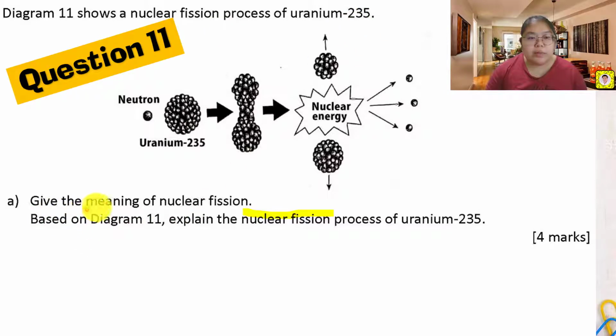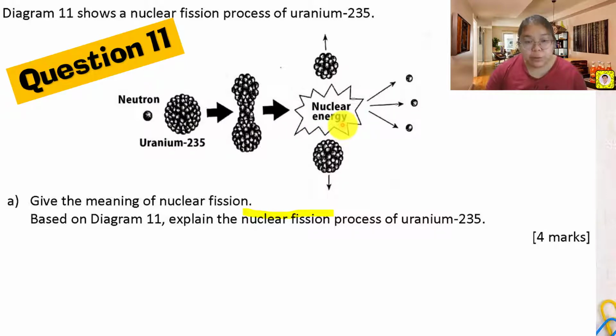Okay, so this one is the process that gives the meaning of nuclear fission. Based on diagram 11, you need to explain what nuclear fission is. You can go through the table to explain it. Nuclear fission is where an unstable nucleus, unstable because the atomic number is too large, is bombarded by a neutron. After that, it will split into two lighter nuclei and also release a large amount of nuclear energy.